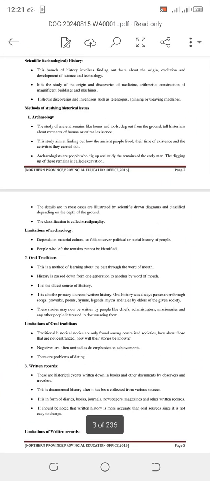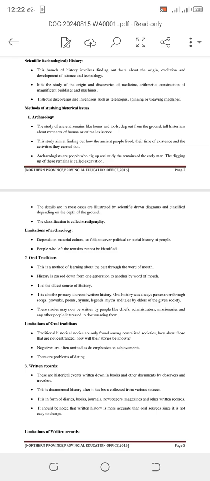So there are many methods that can be used to study history, but this essay will only look at 5. The first method that can be used to study history is archaeology. The way I'm saying it is how you should write the essay. So archaeology is the study of ancient remains. Okay, what are ancient remains?